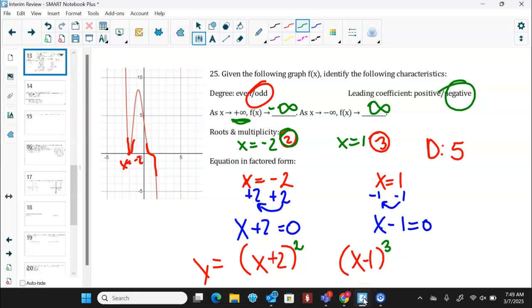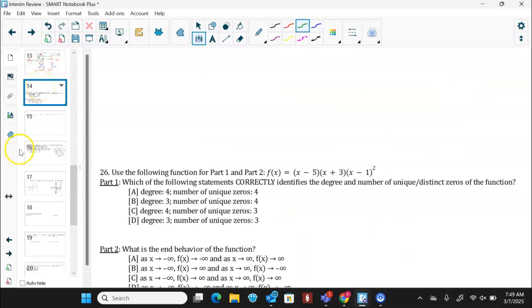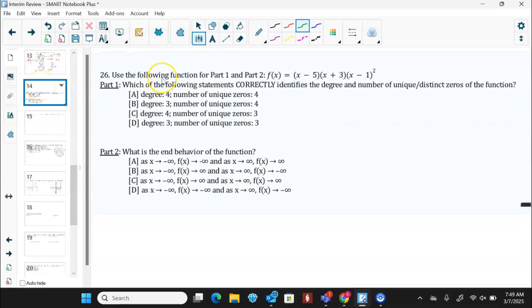All right, moving on to the next question. We got question 26, part 1 and part 2. Here it's talking about the following functions for part 1 and part 2. Your function is x minus 5, x plus 3, and x minus 1 squared. It's asking you to find the correct statement, the degree, and the number of unique zeros. Unique zeros are not the multiplicity zeros. It's just the zeros, the actual x-intercepts. That's what unique zeros means.